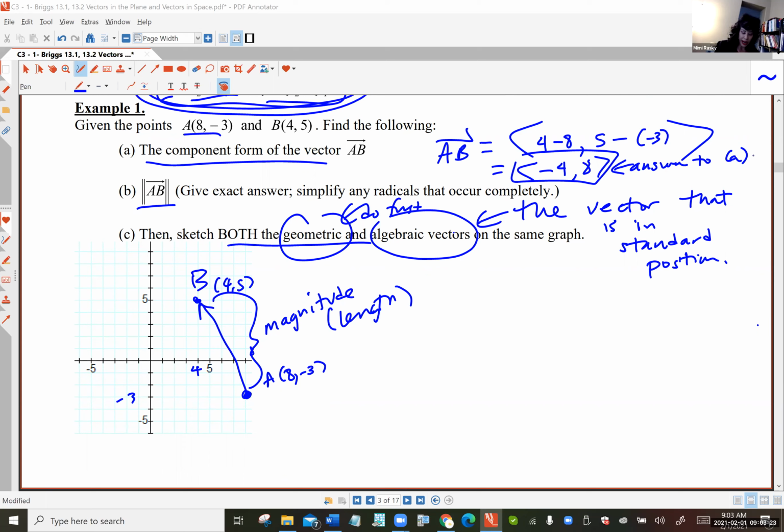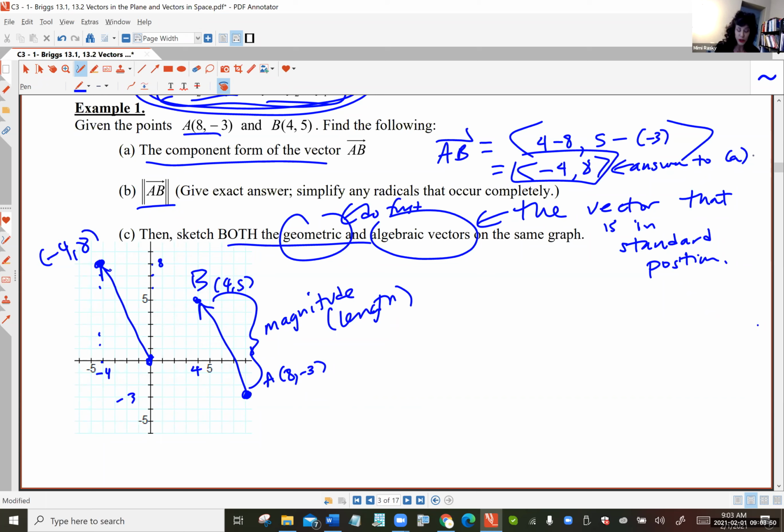Now, how do you graph this component form? Well, you just find the point -4 right there, and then you find the point 8, which is up here, and then you plot that point, which is way up here. There's the point -4, 8. And then you just draw, starting at the origin, because in component form, it's understood the initial point is at the origin. And there's the vector AB. That's what we call the algebraic vector AB.